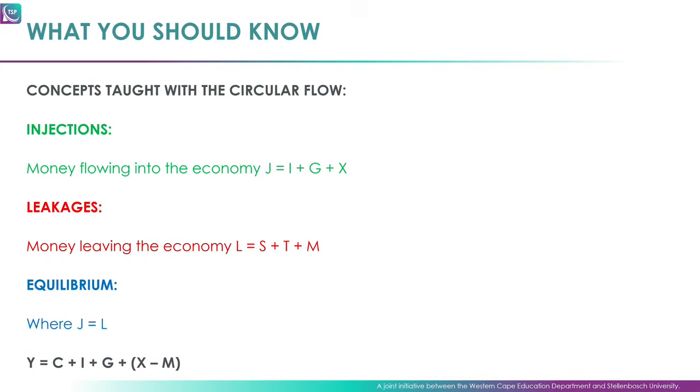And then you were also taught in grade 10 this little formula, Y is equal to C plus I plus G plus X minus M. And what this stands for is obviously the Y is the income, C for consumption, I investment, G government expenditure, X is for exports, and M is for imports.